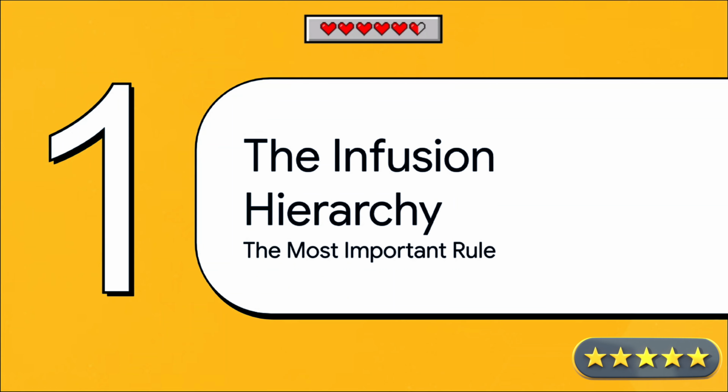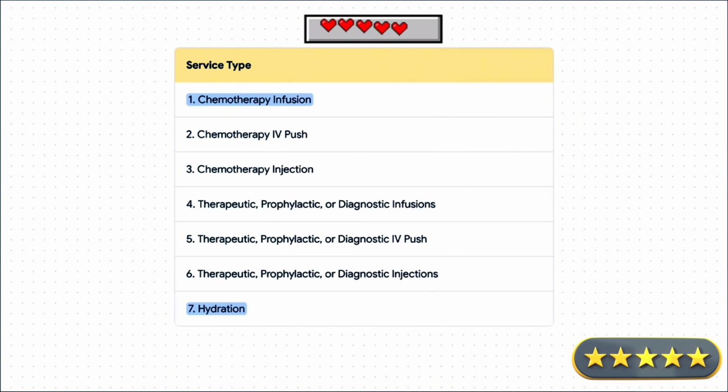Okay, before you even think about picking a single code, you have to know the pecking order of services. This is called the infusion coding hierarchy, and honestly, it's the most important rule of all. Think of this hierarchy as your ultimate decision-making tool. The service that's highest on this list, from chemotherapy infusions way up at the top, down to hydration at the very bottom, that's always going to be your initial service. This one rule dictates your primary code for every single patient visit.